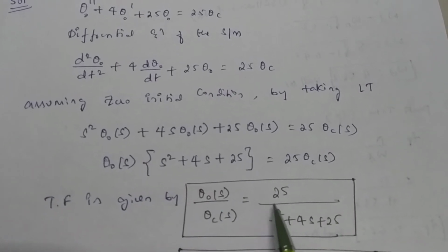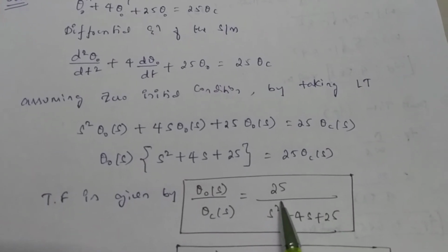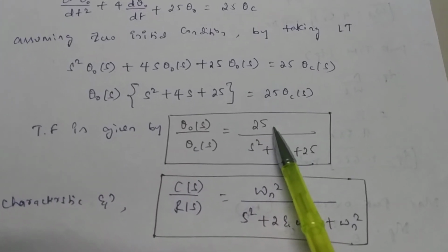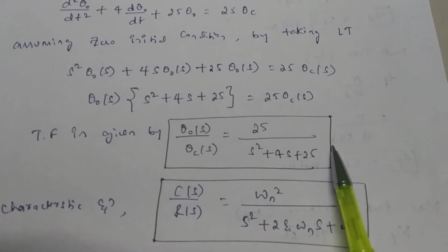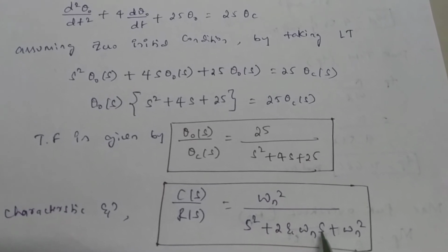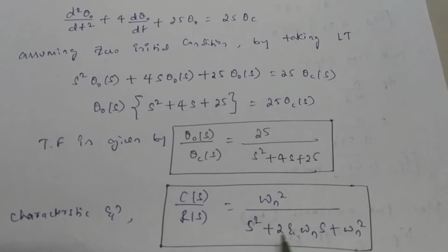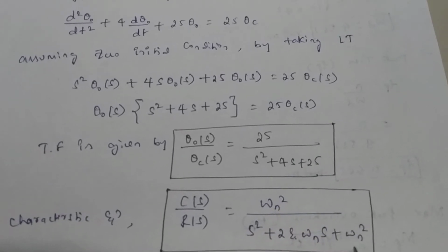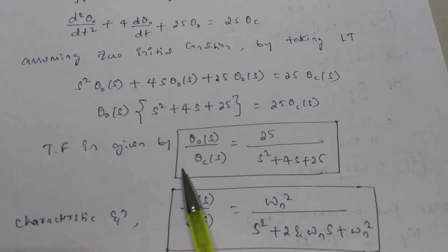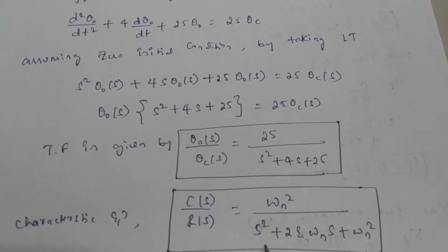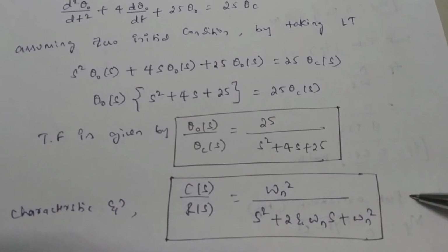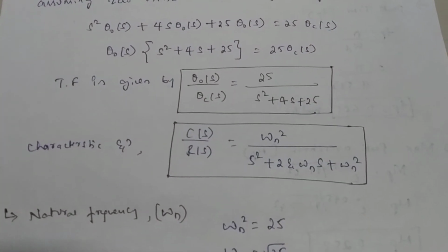We have to compare this with the standard second order transfer function, that is omega n square, that is 25, whole divided by s square plus 2 theta omega n s, where 2 theta omega n is 4, plus omega n square, that is 25. We compare this equation with the characteristic equation of the second order standard form, and we will write the natural frequency.